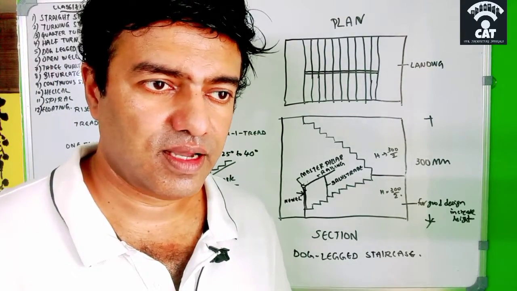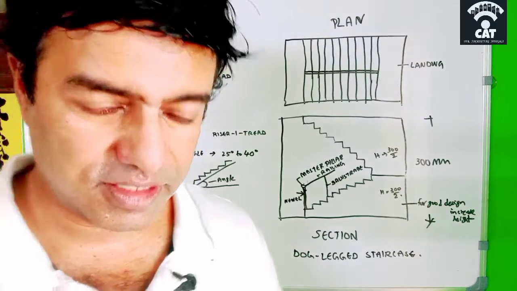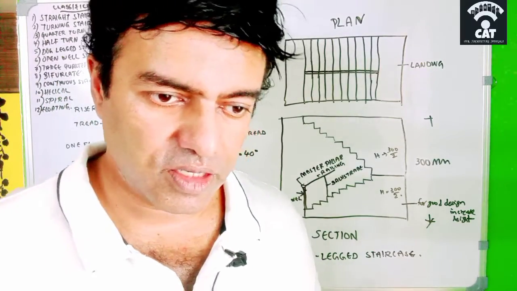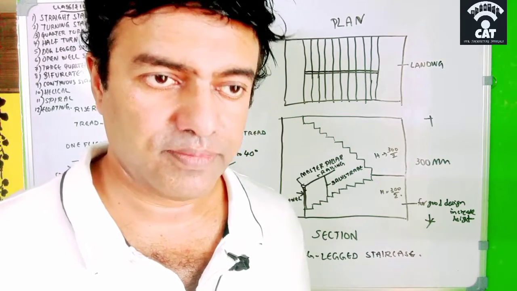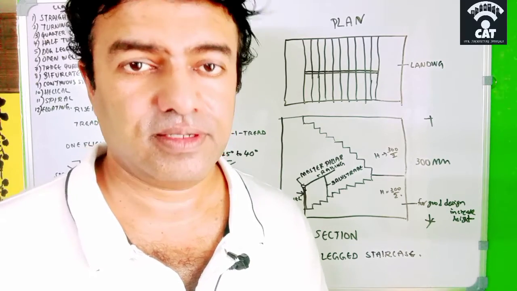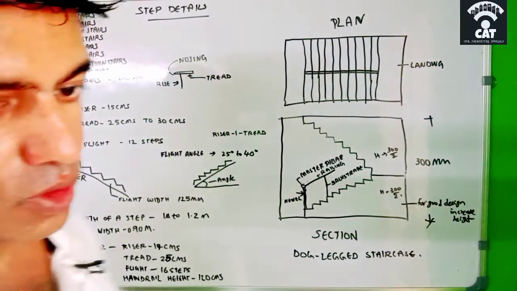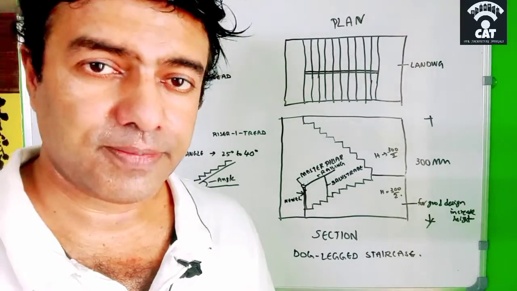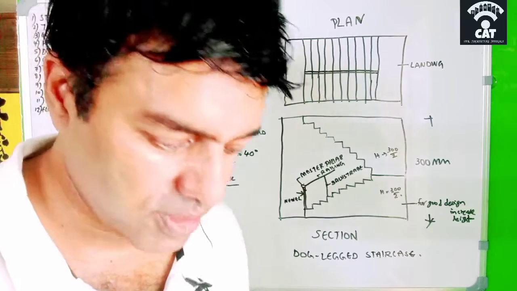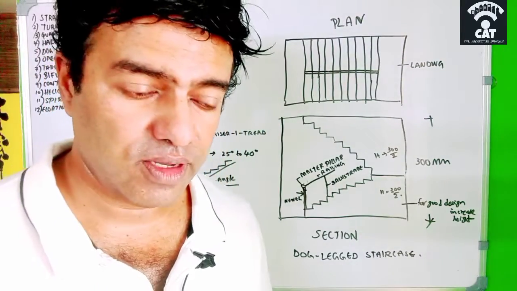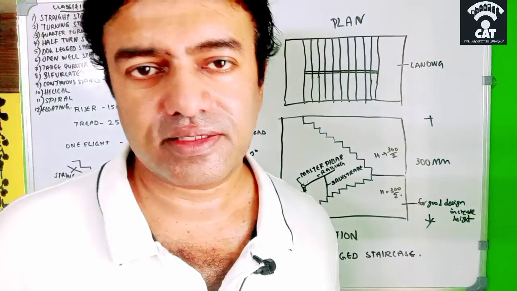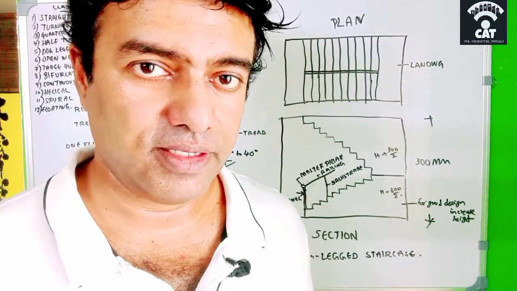We will see how much the height of a riser will be. The standard height of a riser is 15 centimeter, and the standard width of a tread is 25 centimeter to 30 centimeter. According to the code, we should provide 30 centimeter, and for residences we used to provide around 25 centimeter only, because it depends upon the width of our feet. Some persons have very long feet, so 30 is almost apt for anybody.